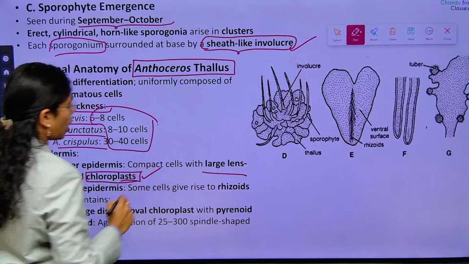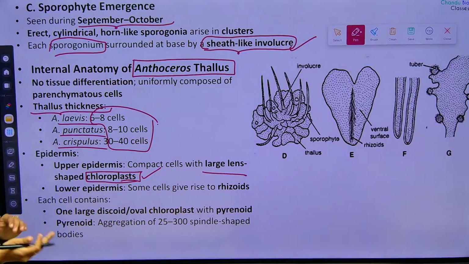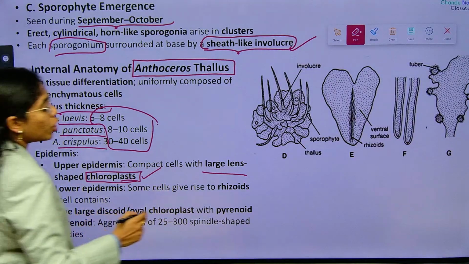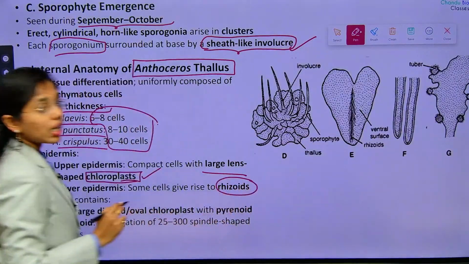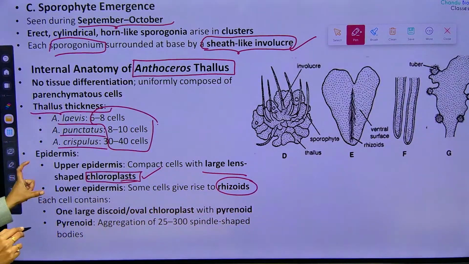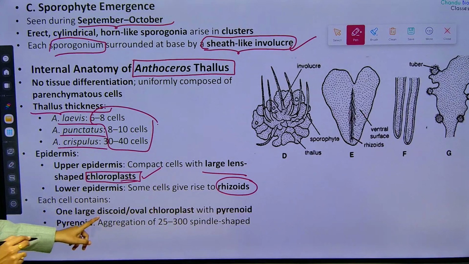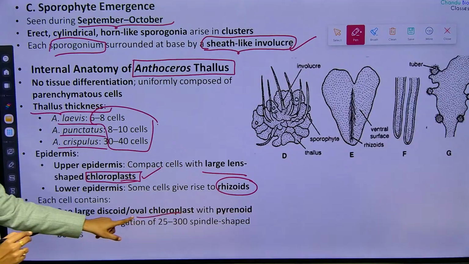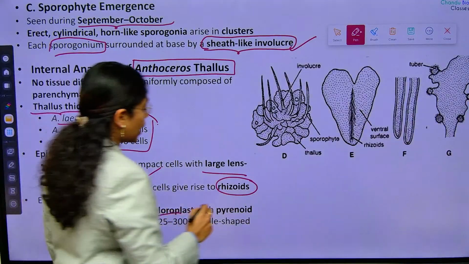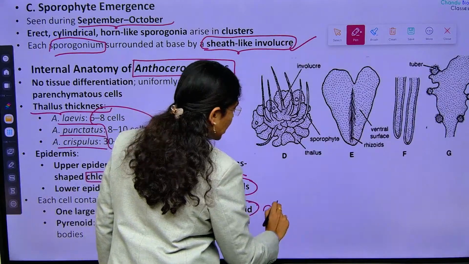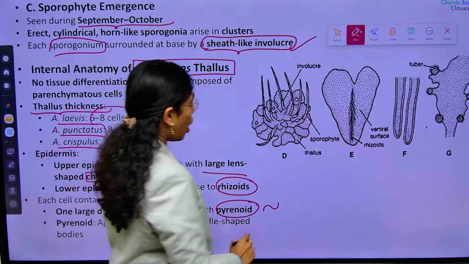Chloroplasts are present on the upper epidermis. On the lower epidermis, it has tuberculated rhizoids with scales. And each cell in the epidermis has a large discoid, oval-shaped chloroplast. Chloroplasts will contain pyrenoids. This is a similar feature of algae.